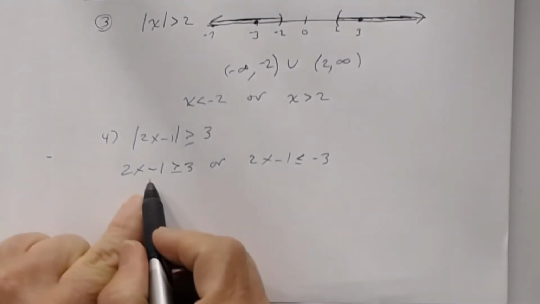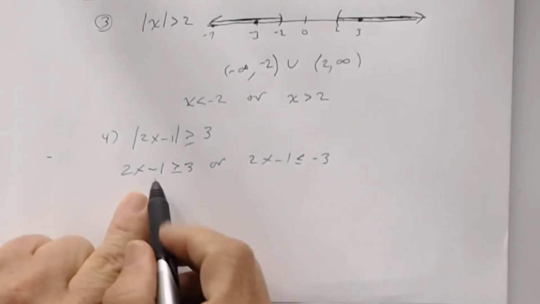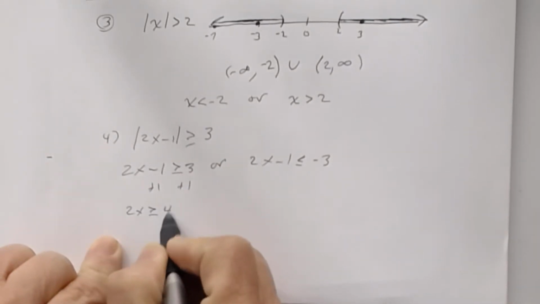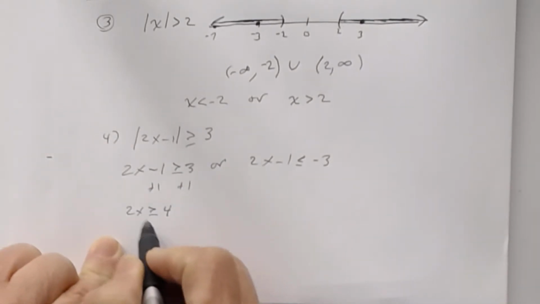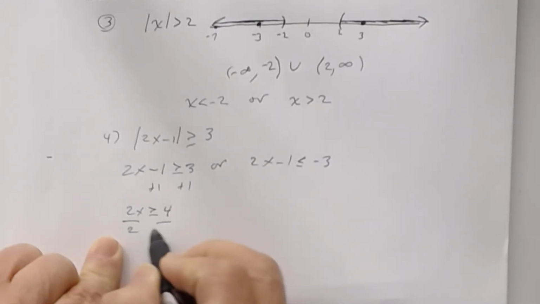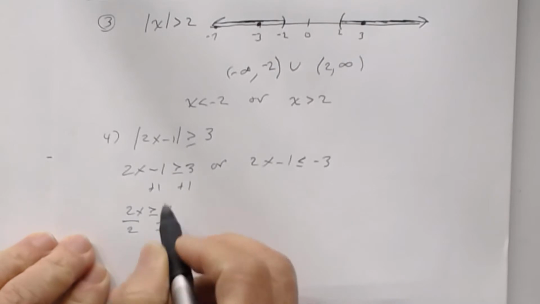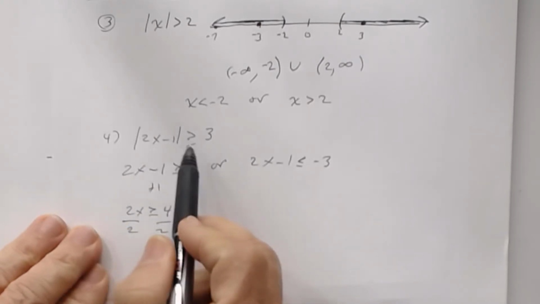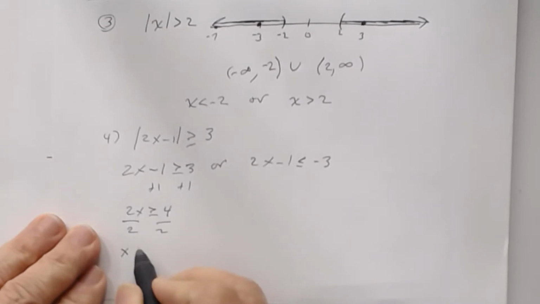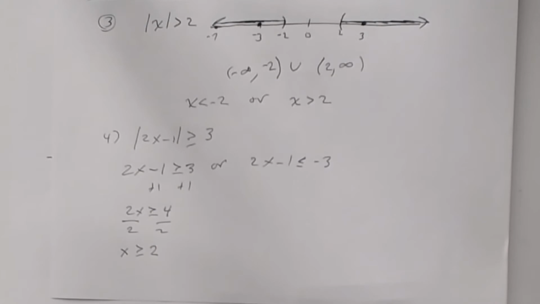So how do you solve this inequality right here? Add 1 to both sides. You get 2x is greater than or equal to 4. How do you get x by itself? Divide both sides by 2. So my solutions to the original absolute value inequality, one set, would be any number that's greater than or equal to what? 2. So any real number greater than or equal to 2 works.